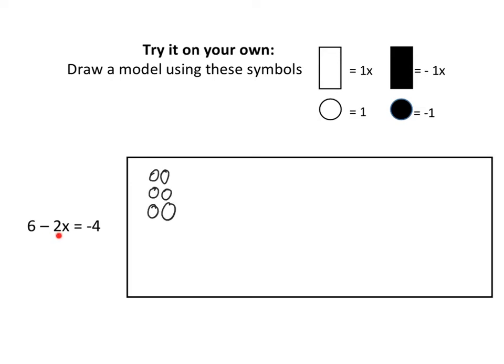The next thing is negative 2x. So we have to go up to our key and we see that a filled in rectangle is our negative x. So we need 2 filled in rectangles to represent negative 2x. It doesn't have to be perfectly shaded in, as long as you can tell it is a shaded in rectangle.